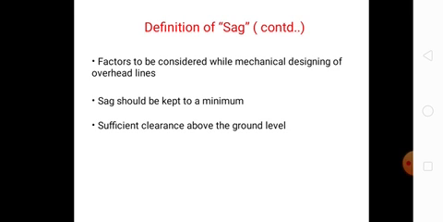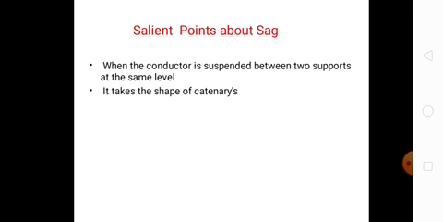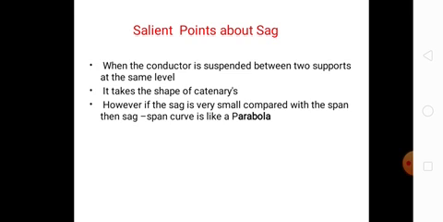Now, what are the factors to be considered while mechanically designing overhead lines? Sag should be kept to a minimum, with sufficient clearance above the ground level. Different points about sag: when the conductor is suspended between two supports at the same level, it takes the shape of a catenary. However, if the sag is very small compared with the span, then the sag-span curve is like a parabola.